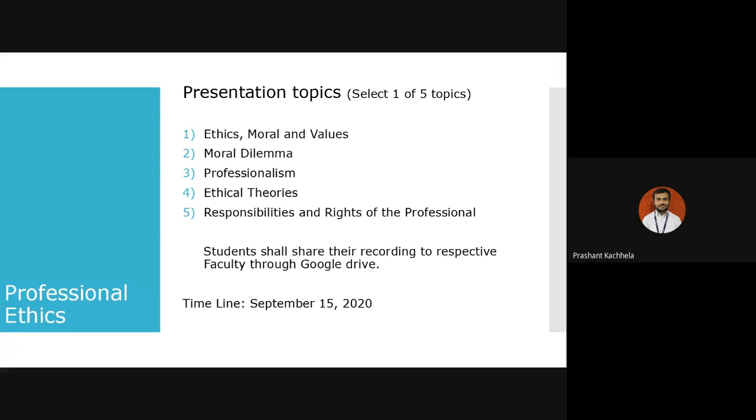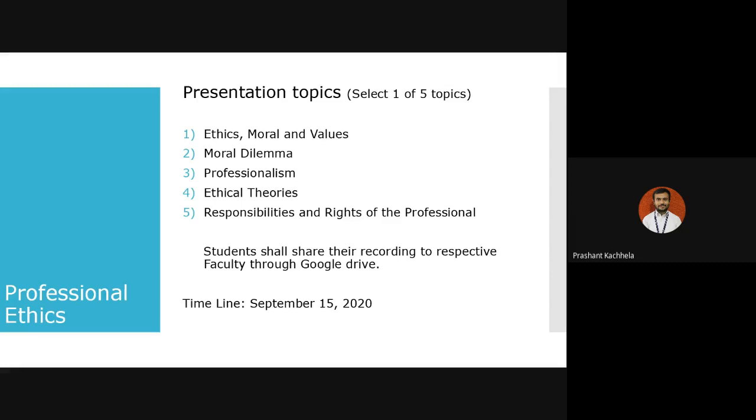Then we also discussed moral dilemma, then professionalism, then ethical theories. You are free to choose any of the ethical theories. Then fifth is responsibilities and rights of the professional. We are going to discuss responsibilities and rights of a professional today and in the next session as well. Afterwards, you can also prepare a presentation on this topic.